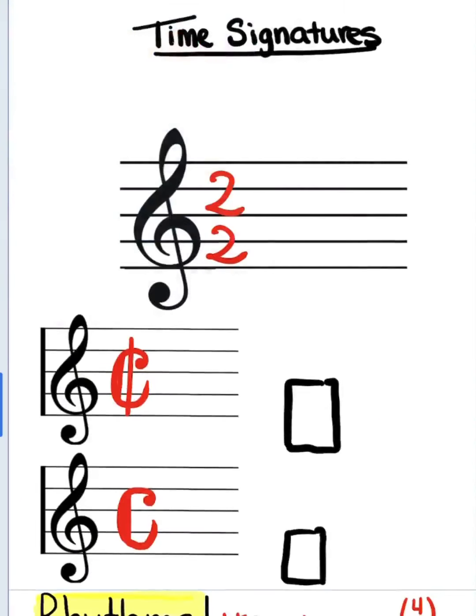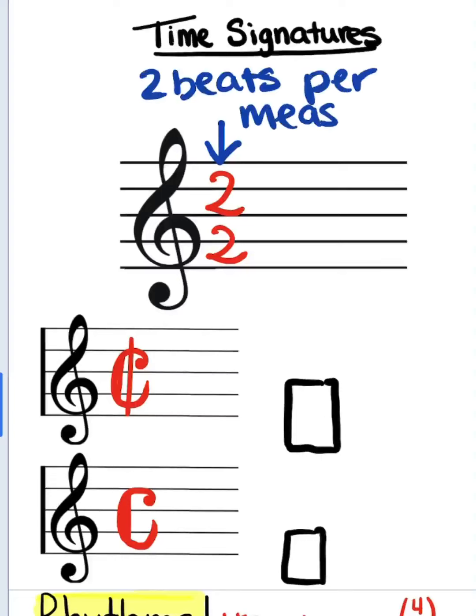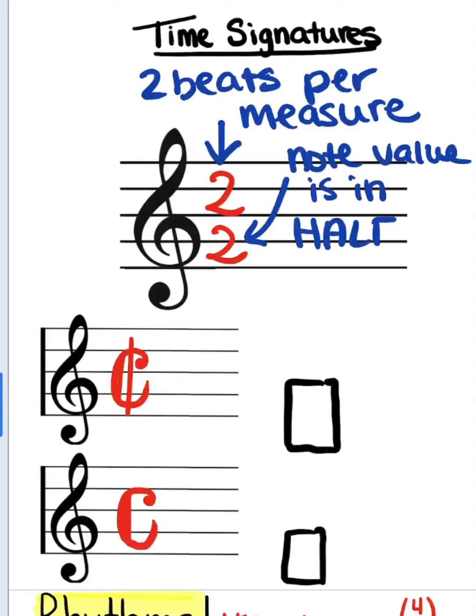Now this is our final example, and it's 2/2 time. This top 2 is 2 beats per measure, and the note value, which is represented by this one, is in half notes.